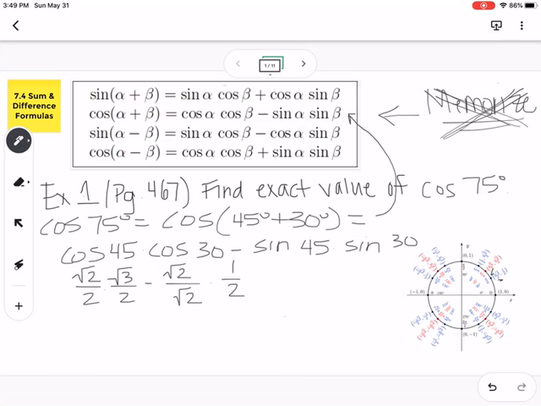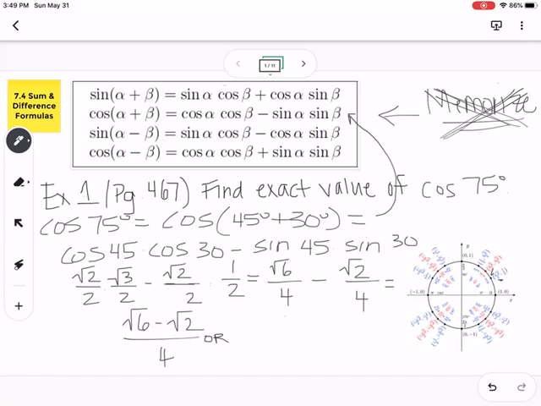And the rest is just simplifying. Radical 2 times radical 3 is radical 6. 2 times 2 is 4. Minus radical 2 times 1. Oh, my bad, that's just radical 2 over 2. Radical 2 times 1 is radical 2. And then 2 times 2 gives us 4 again. So that looks like radical 6 minus radical 2 over 4.